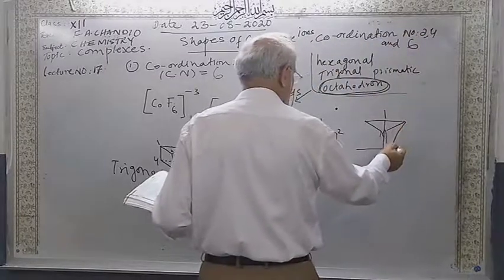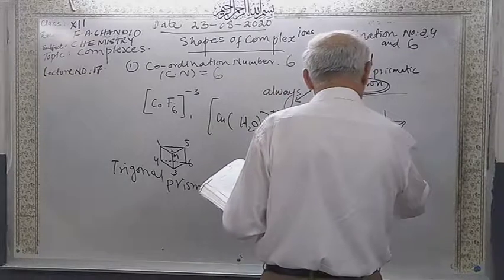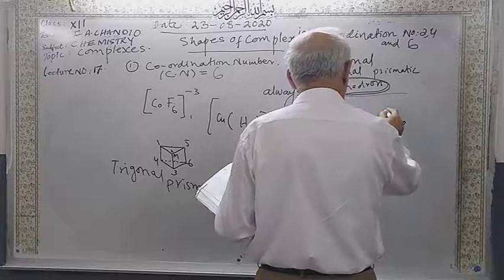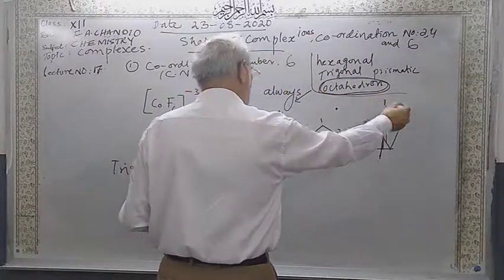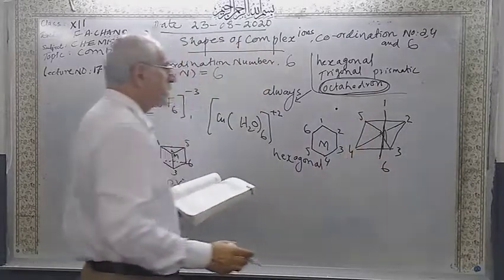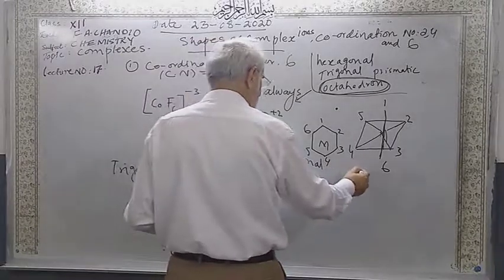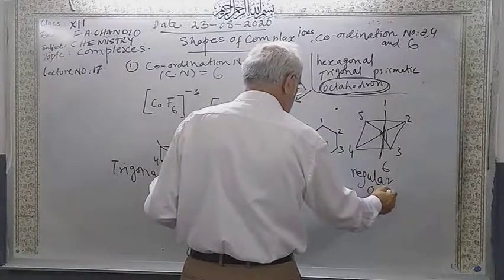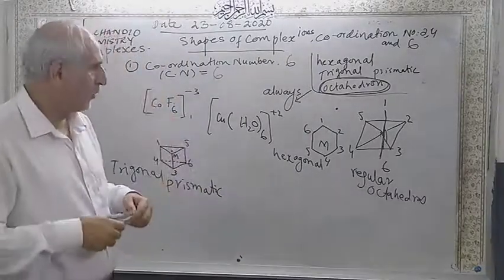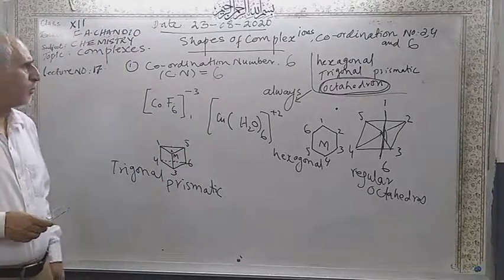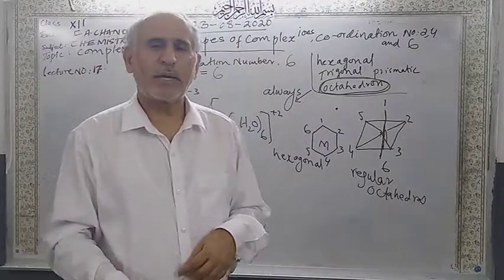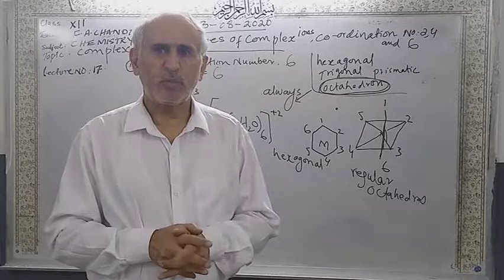This is octahedral: 1, 2, 3, and 4, 5, 6. So this shows regular octahedral geometry. So there are 3 possibilities for the 6 coordination number complexes. So students, these were the 2, 4, 6 coordination numbers. They have different geometries.